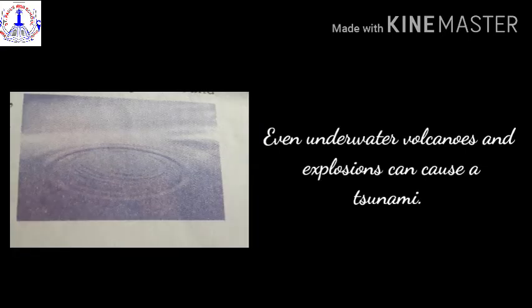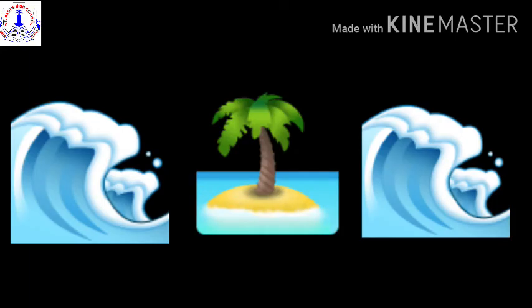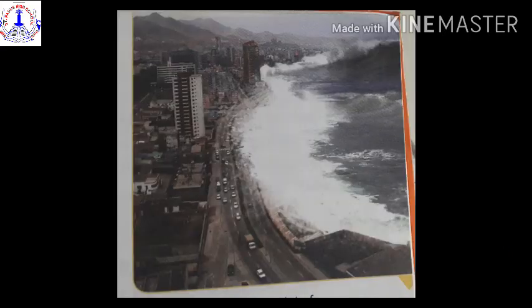Even underwater, volcanoes and explosions can cause a tsunami. A tsunami does not end with just one large wave. Many such large waves hit the shore one after the other in a tsunami. If there are people living on the coast where a tsunami occurs, it causes much devastation.